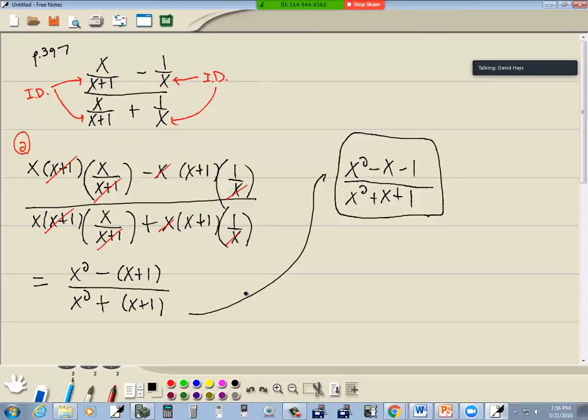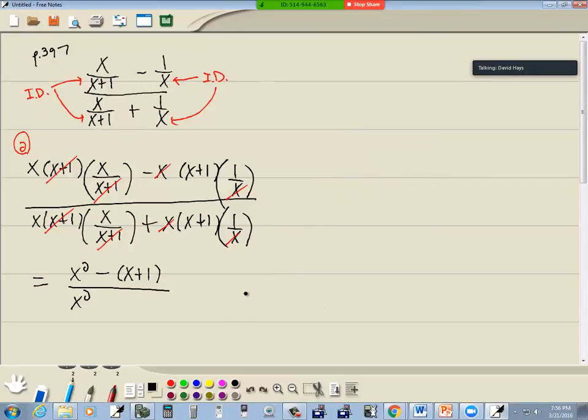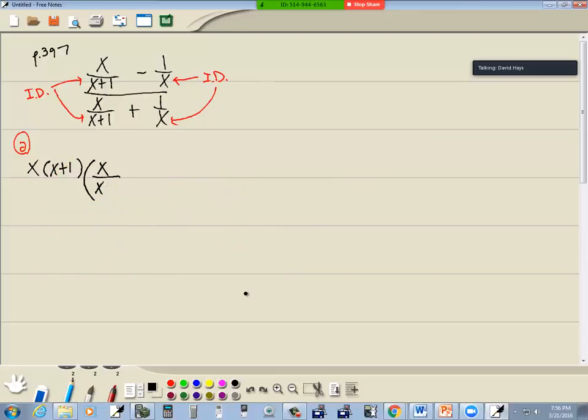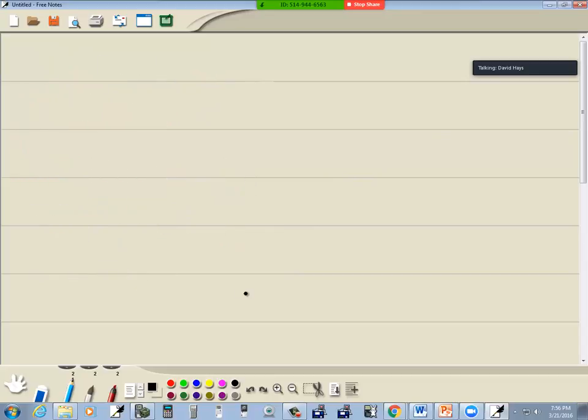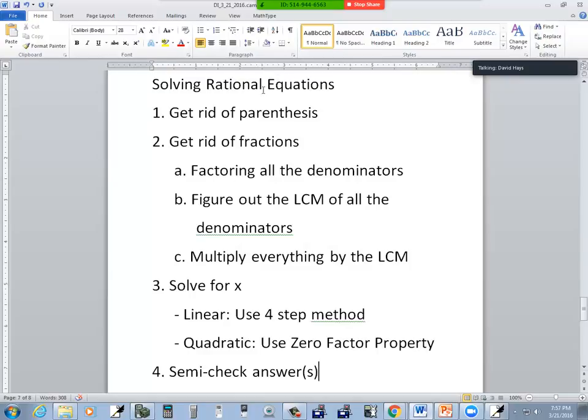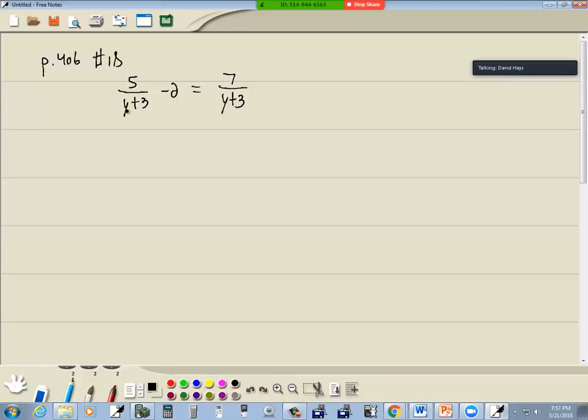Let me clear this off. And this is on page 406, number 18. And we got 5 over y plus 3 minus 2 is equal to 7 over y plus 3. Now, what makes this a rational equation is we got a single fraction here, and specifically we have variables in the denominator. That's what tells us rational equation.